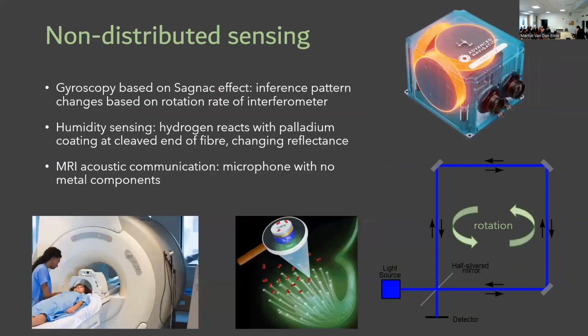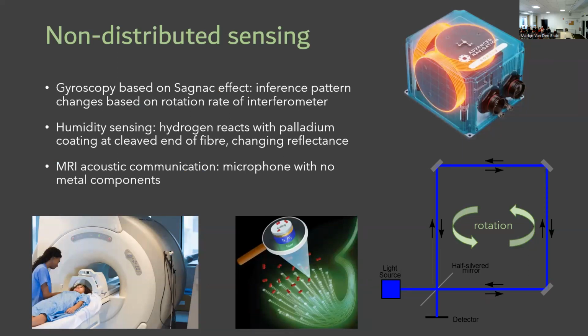For instance, you can use fiber as a gyroscope. If you have basically an optical loop like this, where your photons are being sent around this loop in this configuration, then you create an interference pattern where your photons are meeting each other at the detector.